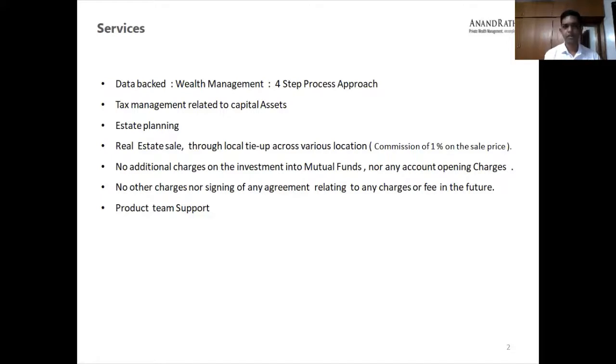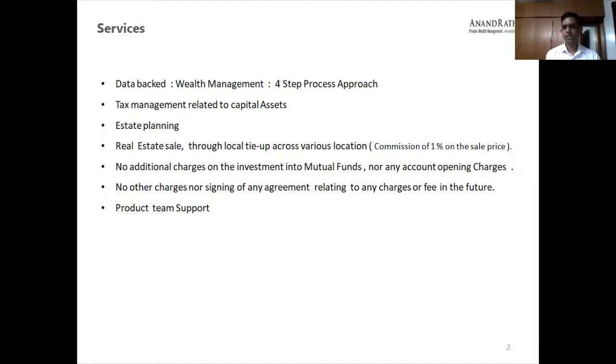Then, sir, we have a tie-up with local brokers pan-India, wherein we help clients offload their real estate. And in this, sir, the cost incurred from your side would be a standard 1% commission, and this can be any location pan-India, sir. It need not be only the major cities. It can be any location, because we have done a tie-up with companies that are present at a pan-India level. Plus, we have done tie-ups at a local level also, sir.